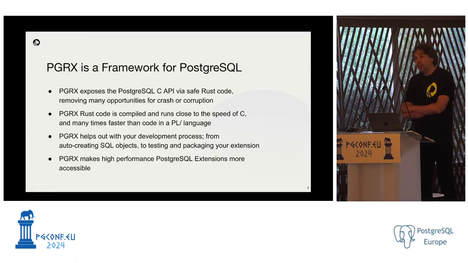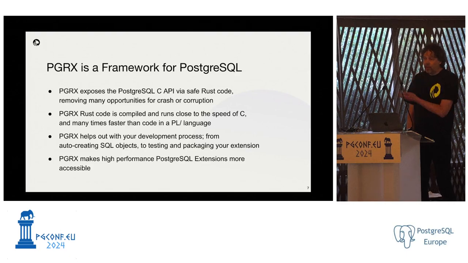So what is PGRX? It's a framework for Postgres, specifically a Rust framework for Postgres that lets you develop extensions. It basically has an automated way of taking some components of the Postgres API, wrapping them automatically, and then exposing them via safe Rust code. So it removes many of the opportunities you'd have for crashing your database or corrupting your database because you're not doing the right thing in C.